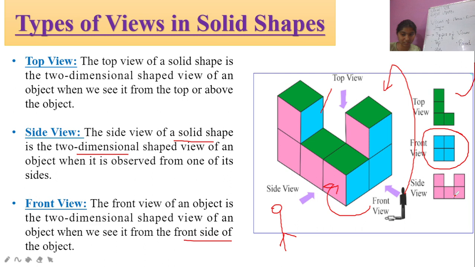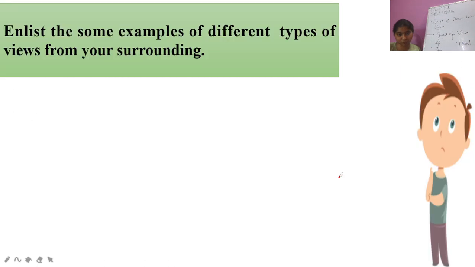Now students, you have to list some examples of different types of views from your surroundings. So do you find some examples? Where do you see top, front and side views? Yes.